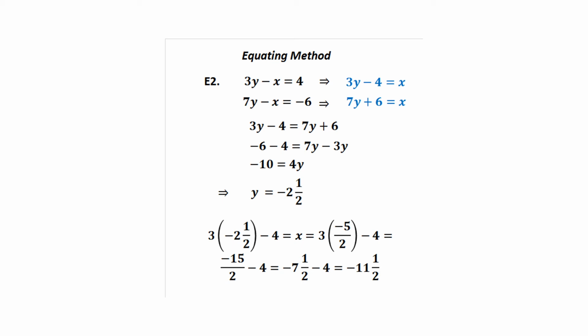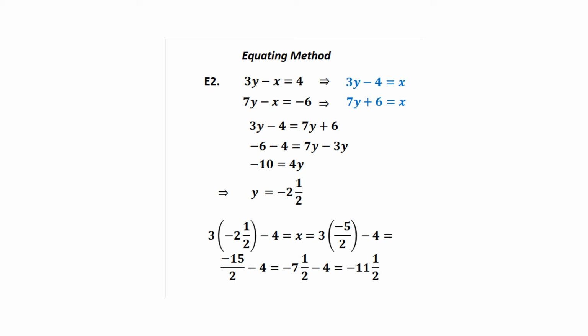And we have 3y minus 4 is 7y plus 6. We'll solve for y when it's on the right-hand side. So we got negative 10 is equal to 4y. Divide both sides by 4. So negative 10 over 4 is negative 2.5.